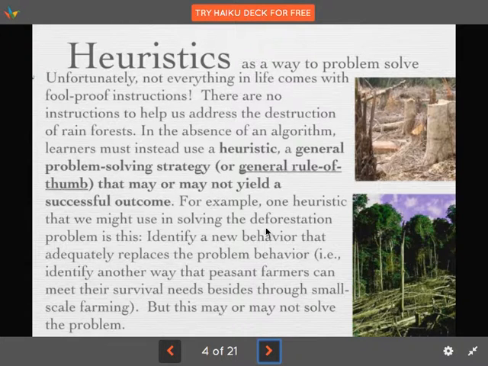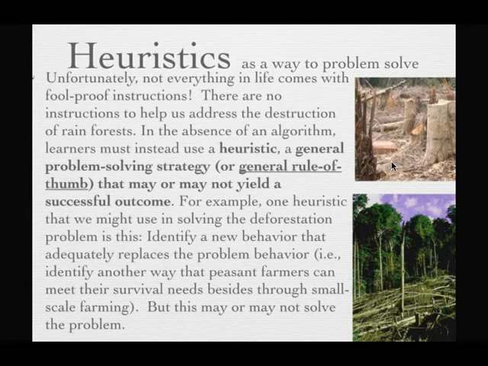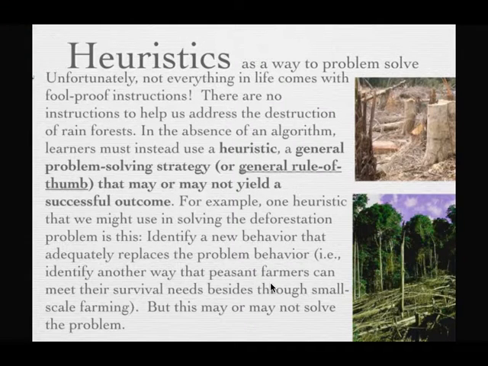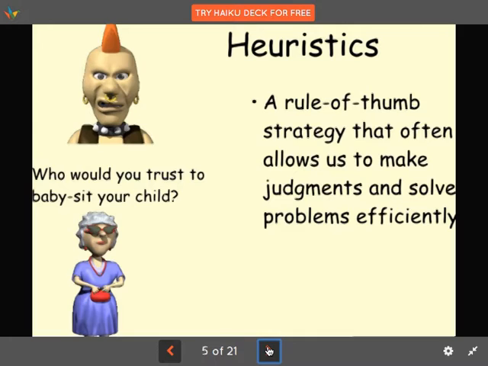So for example, one heuristic that we might use to solve deforestation, all over the world, forests are coming down. Maybe we need a new way, a new job or a new behavior for people who seem to cut the trees down. So for example, in a lot of South American countries, poor farmers or peasant farmers are cutting down the trees because it makes money, and they're trying to survive. Well, maybe if we could find them a different job, they wouldn't need to cut down the trees.